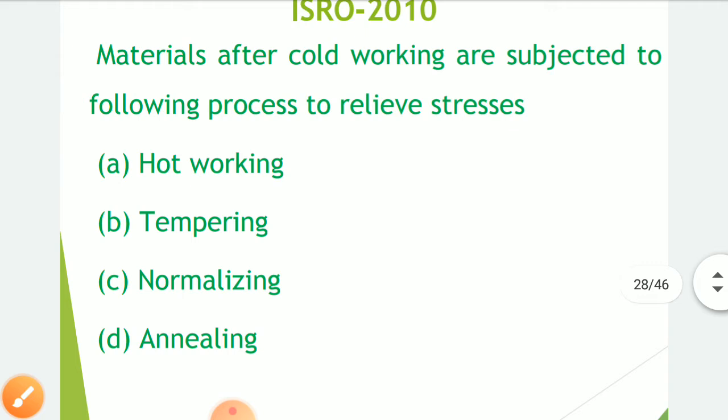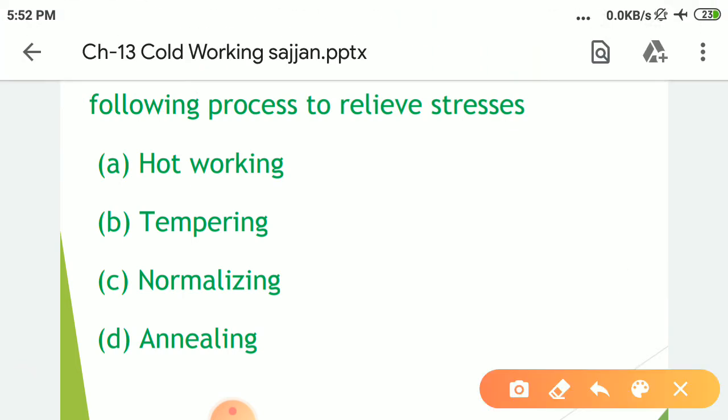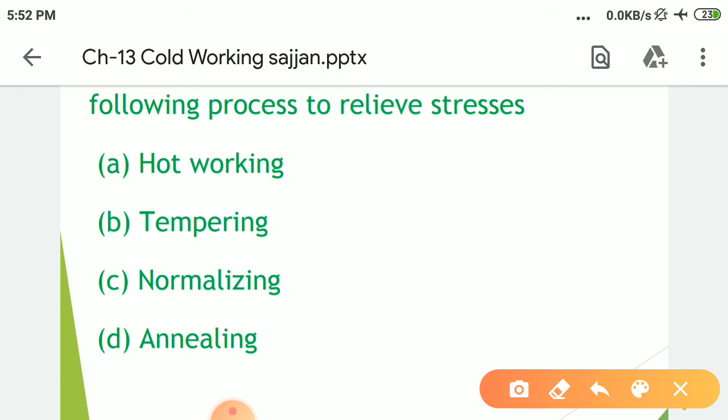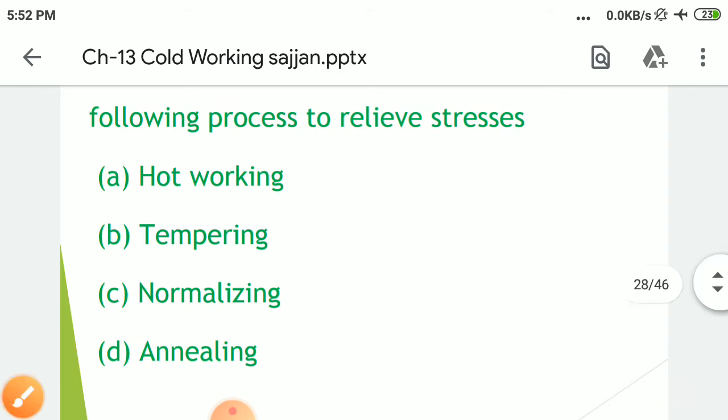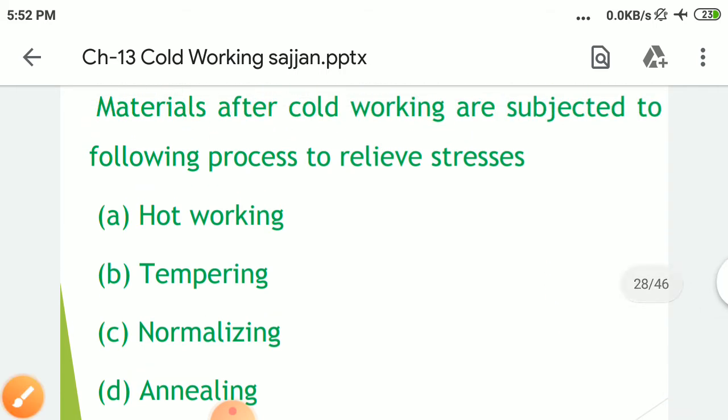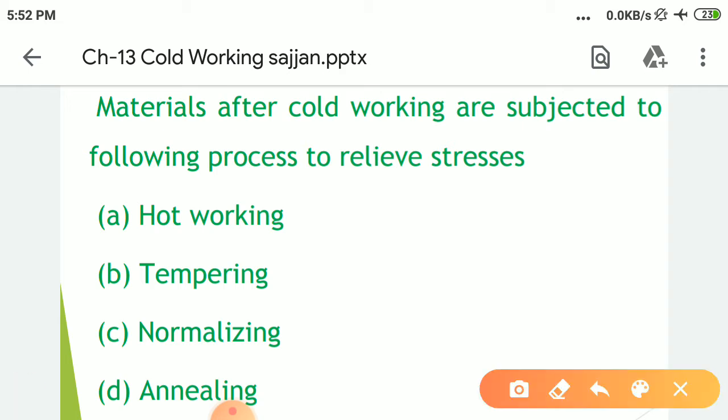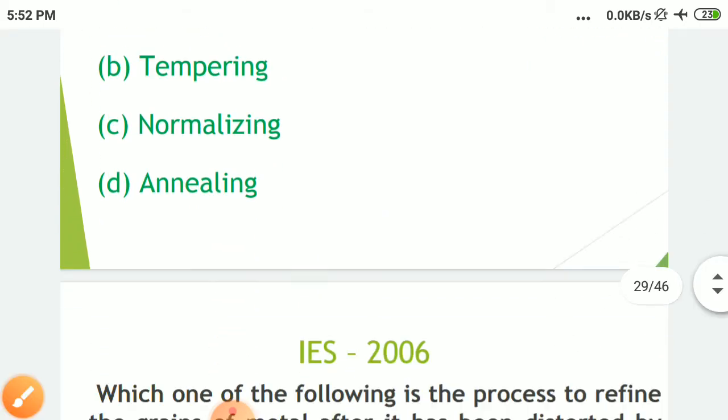Now materials after the cold working are subjected to the following process to relieve stresses. That's a very important point, because this process is not at all necessary. Remember my dear students, materials after cold working, it's not necessary that they will go for another process known as annealing. It's not always necessary, but he has mentioned here that it is for relieving stresses. Now we can answer that it's the annealing process.